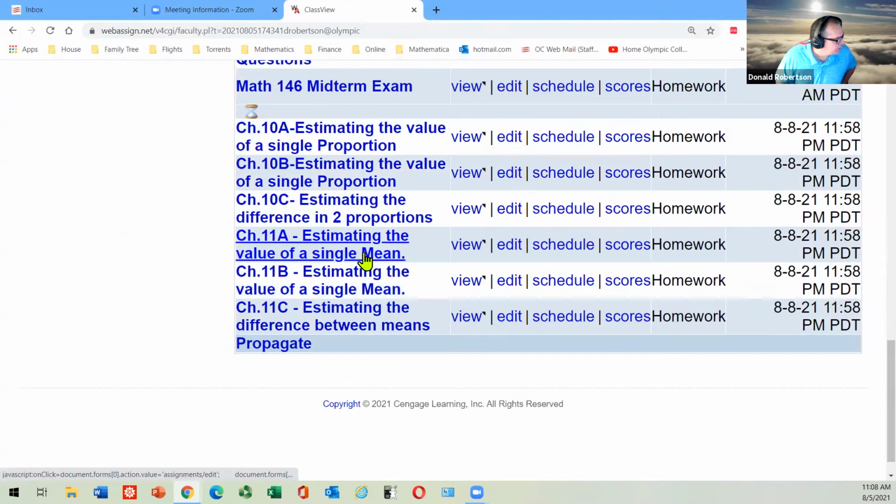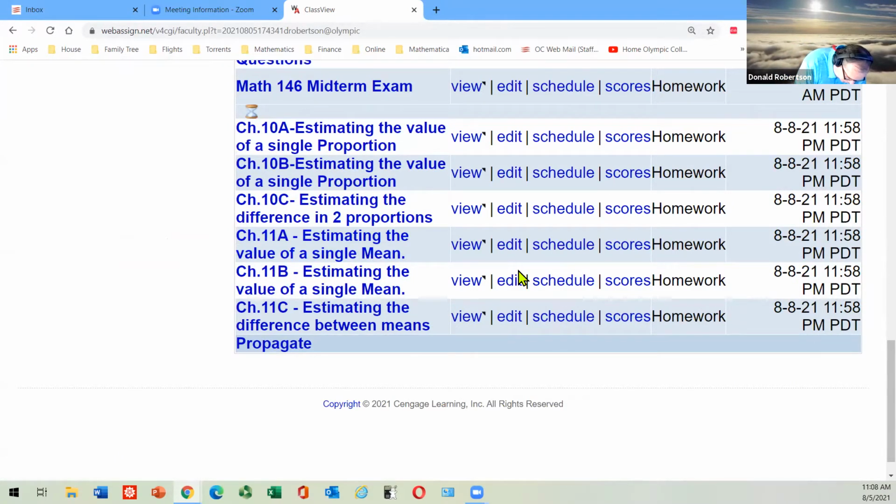And that is going to be chapter 11A. Chapters 11A and 11B, but we're only going to do 11A today, deal with estimating the value of a single mean. Right. So let's show you what that looks like.